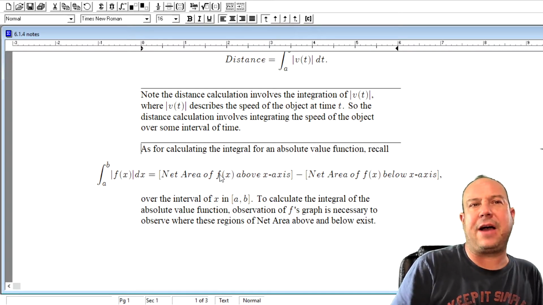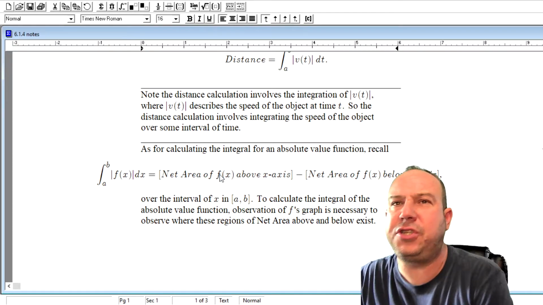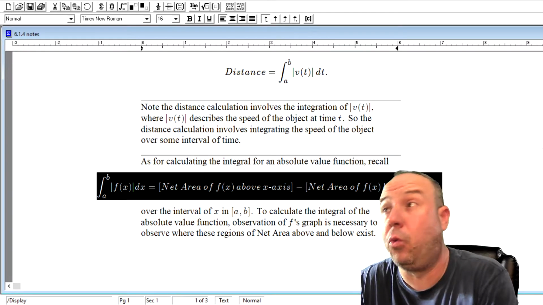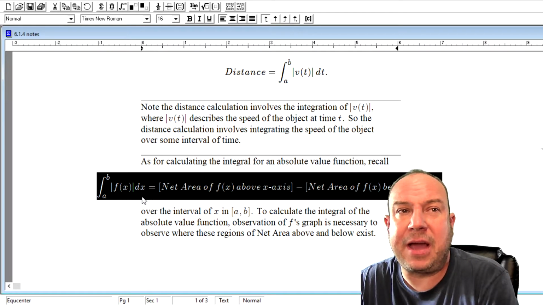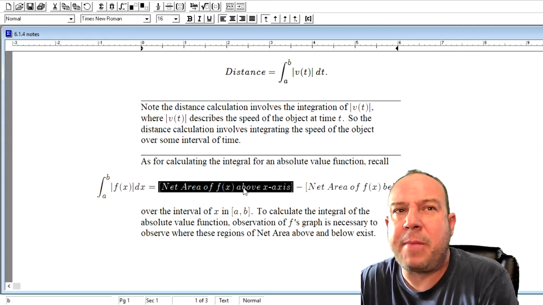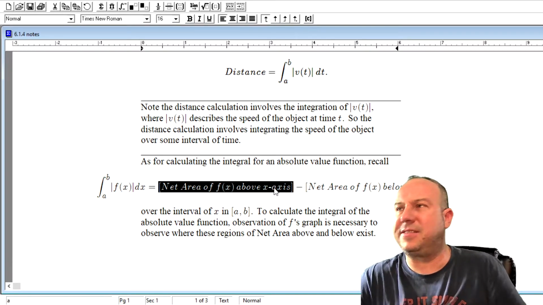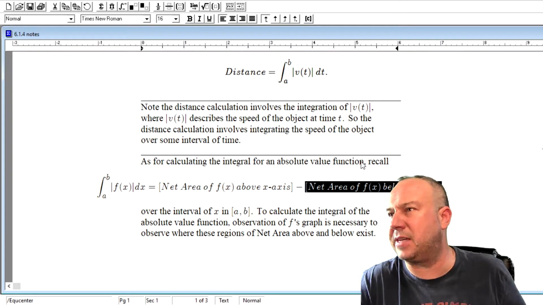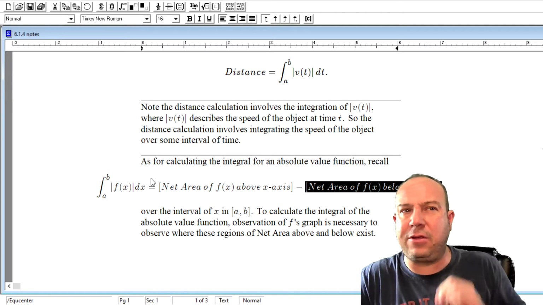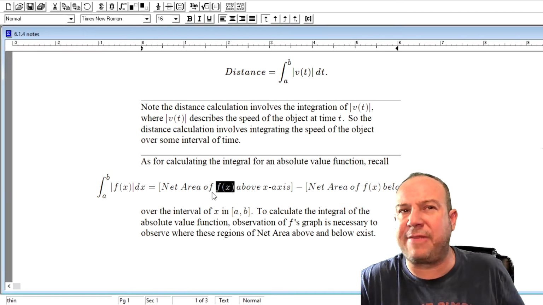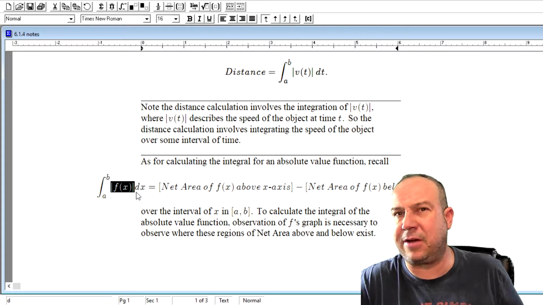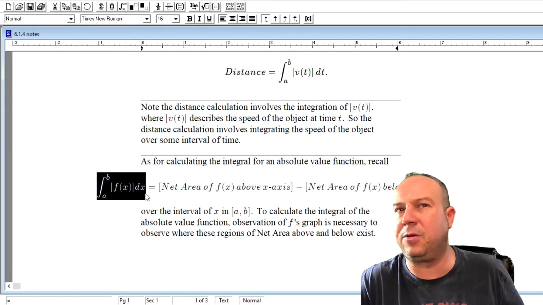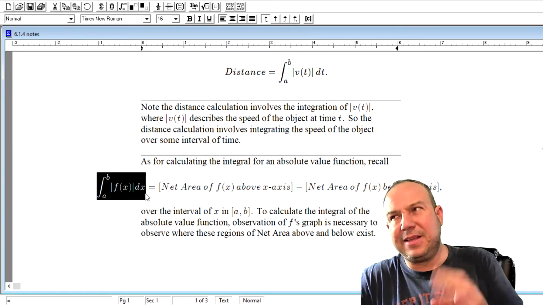Now, as for calculating the integral for an absolute value function, there was a bit of notes that was given back to us in the beginning here, back in Calc 1, Chapter 5 material. They talk about calculating the integral of the absolute value of a function f by looking at the net area of f of x above the x-axis and taking away from that the net area of f of x below the x-axis. Certainly we're looking at just f of x, not the absolute value of f of x, in this calculation. But what this would give you is the net area calculation seen for the absolute value of f of x. That seems a little tricky.